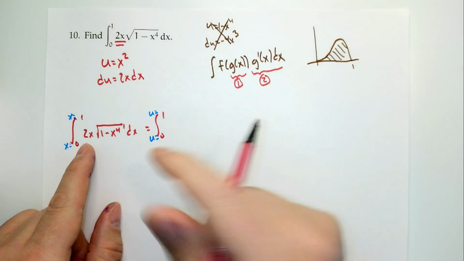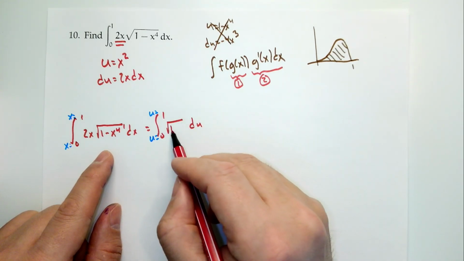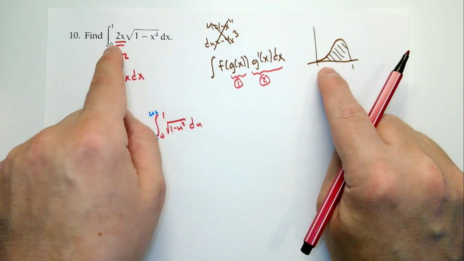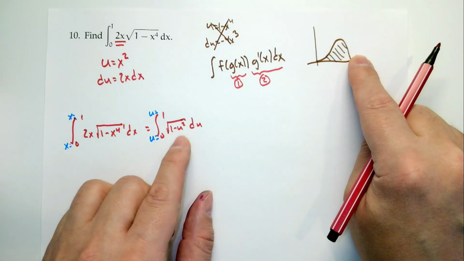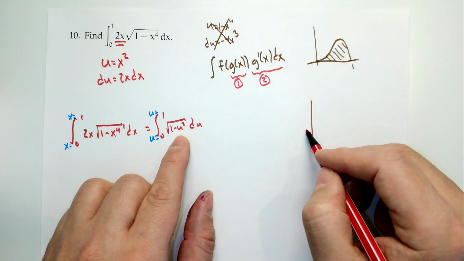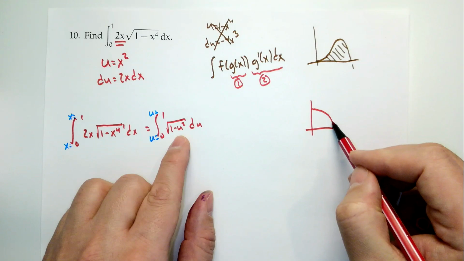The 2x dx becomes our du, and then this becomes the square root of 1 minus u squared. Now before, this original function, 2x times the square root of 1 minus x fourth, had this really strange shape. How about this function, square root of 1 minus u squared? Well, that's not a strange shape at all. Do you recognize it? It's a circle.